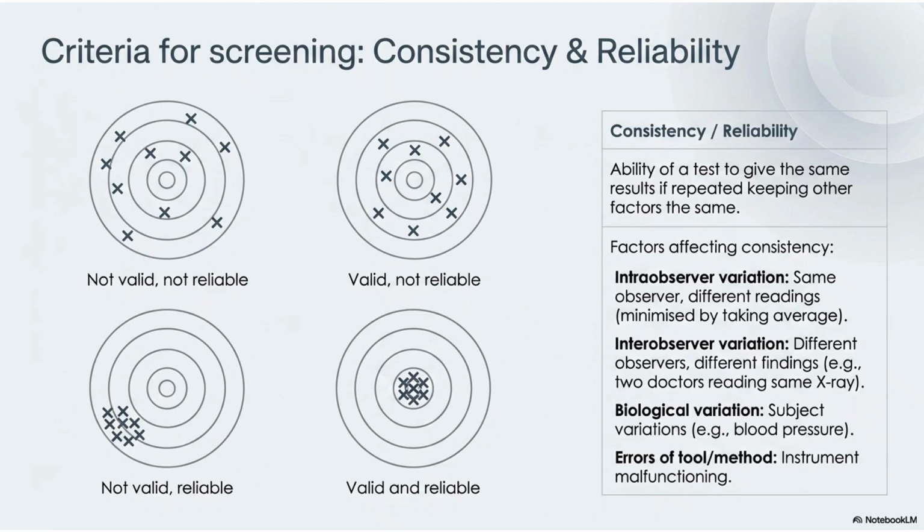The third is when multiple times it hits the same point but away from the center, away from the actual reading. So this is not valid but it is reliable. The fourth scenario is when it is near the center and multiple times it hits the center. So it is both valid and reliable. This fourth scenario is known as the Robin Hood scenario.